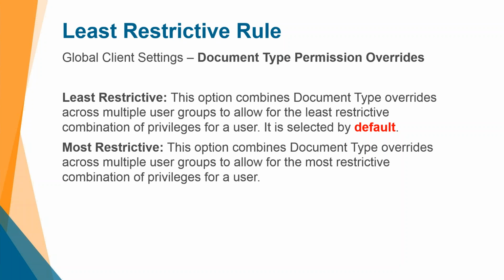Least and most restrictive comes into play when you have two user groups with override privileges. So if you have overrides on save that say they can't print, and overrides on print that say they can't save, that's when least and most restrictive comes into play. Least restrictive would allow them to save and print because they have it in one of their overrides. Most restrictive would not allow them to do either because they don't have it in all of their user group items. So most restrictive combines document type overrides across multiple user groups to allow the most restrictive combination.